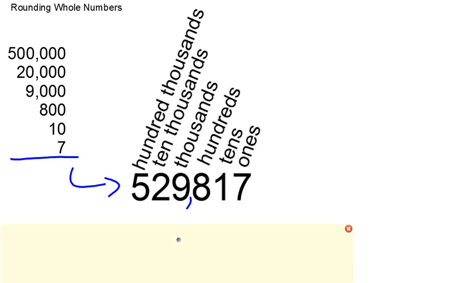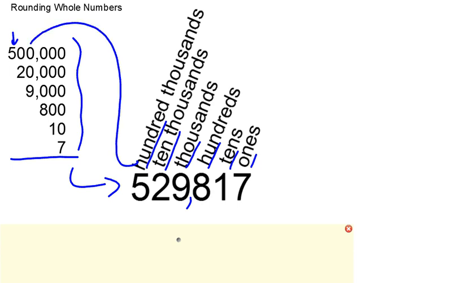So above I have here just little reminders. The 5 is in the hundred thousandths position. The 2 is in the 10,000ths position. The 9 is in the thousands position. 8 is in the hundreds. 1 is in the tens. And the 7 is in the ones, which corresponds with these over here perfectly in that you'd say this 5 here is 500,000. That makes sense because the 5 is in the hundred thousandths position.